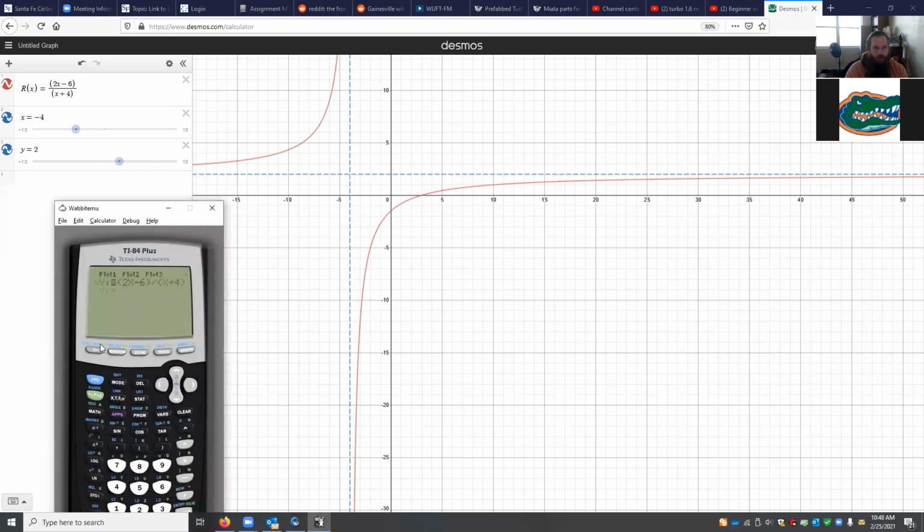How did I enter it? So I put the top in parentheses, and then I hit the divide button, and then I put the bottom all in parentheses. That's the trick, right? So when you type these functions in, rational functions, or any expression with fractions in a calculator, you always put the top and bottom of the fraction in parentheses.